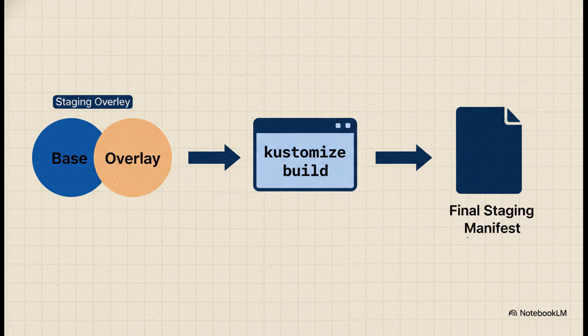And when it's time to deploy, you just run one command, Kustomize build. You tell it which overlay to use, staging, production, whatever, and it magically combines the base and that overlay to create the final manifest file. Then you just apply that final file to your cluster. It's super clean.